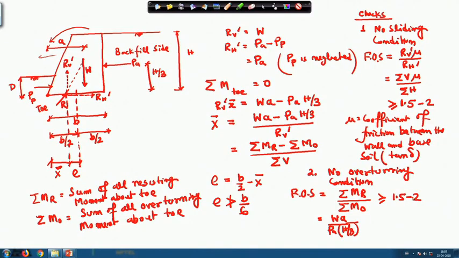So, there are two more checks that we have to do. I have discussed two checks: one is the no sliding condition and the other is the no overturning condition. Next class I will discuss the two more checks that you have to perform during the design of a retaining wall.